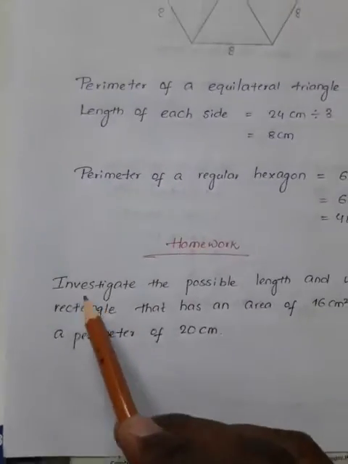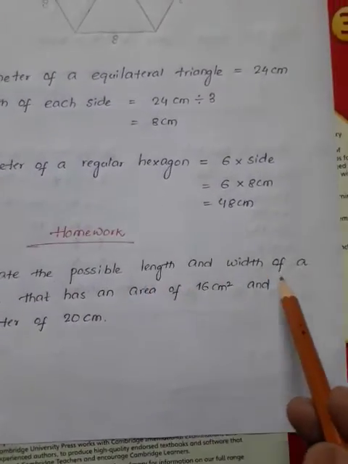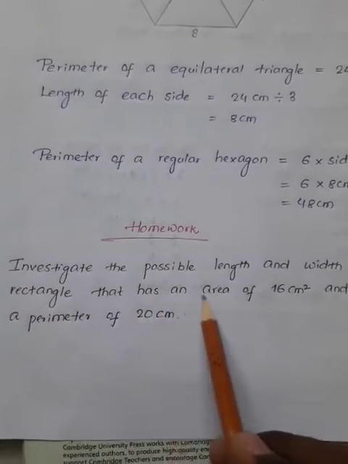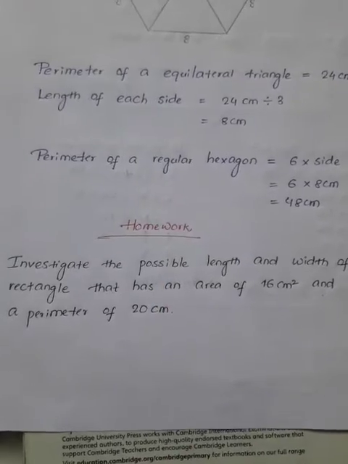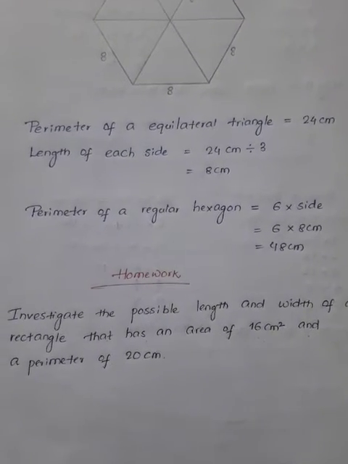Now your homework is to investigate the possible length and width of a rectangle that has an area of 16 centimeters square and a perimeter of 20 centimeters. Same as questions number 5 and 6. I hope you understand today's topic. If you have any more questions, you can ask me in the next class.